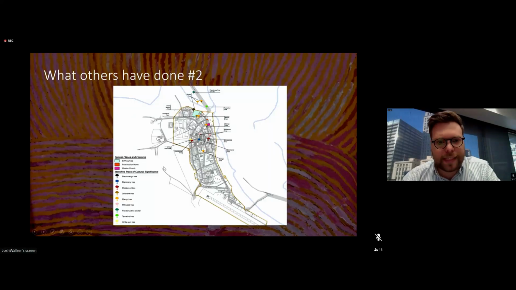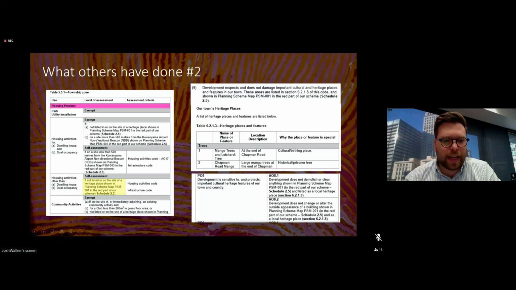Here's the Cowan Yarm example. Again, identifying locations within the town where culturally important places are, not outside of the town. And then the assessment table for that talks about self-assessment where you're not located next to one of those provisions, and where you are, it then kind of tips into the zone code where it lists what the feature in the place is, where it is, and why it's important. And then there are particular provisions in there that talk about what you can and can't do in those areas.